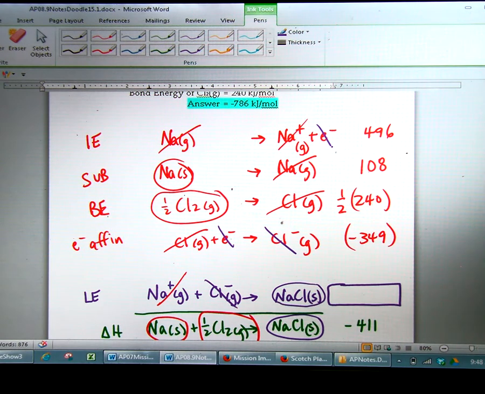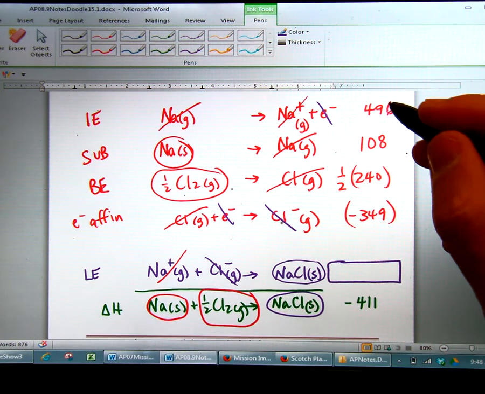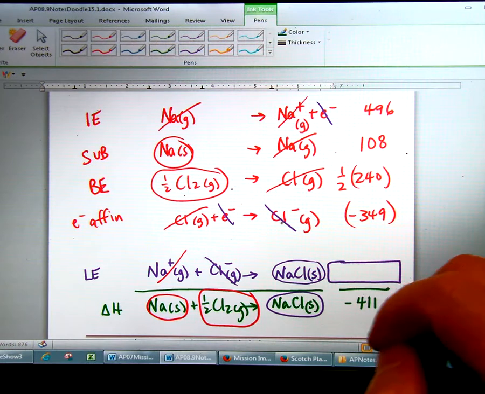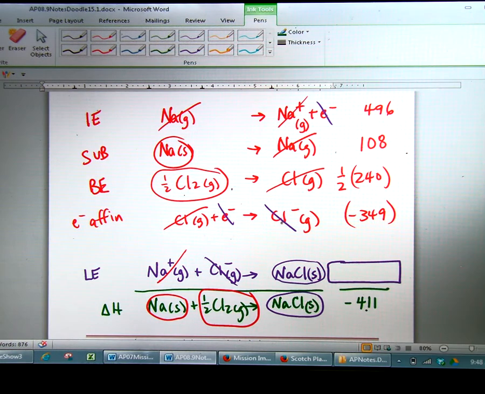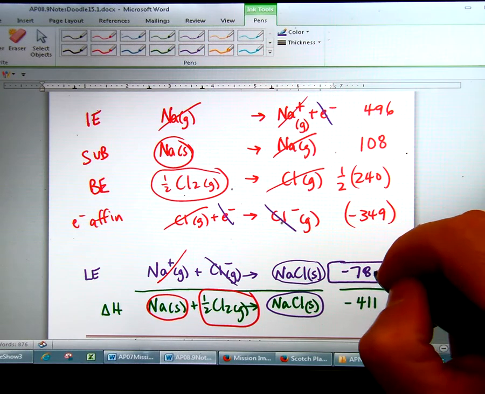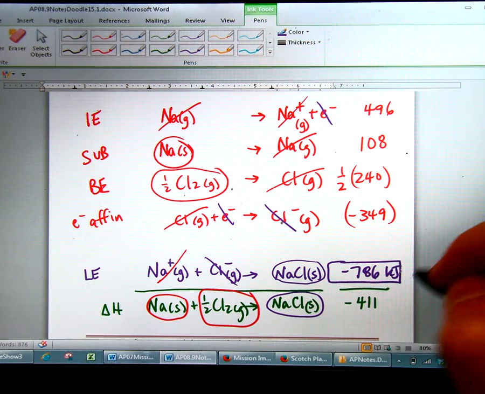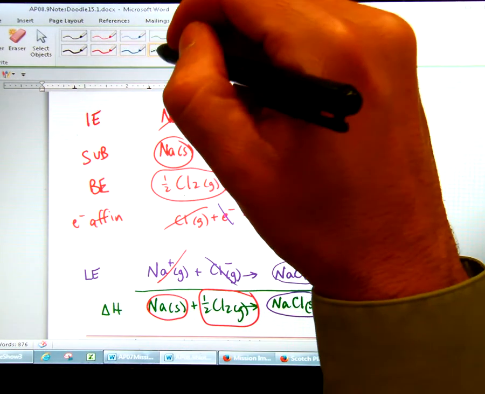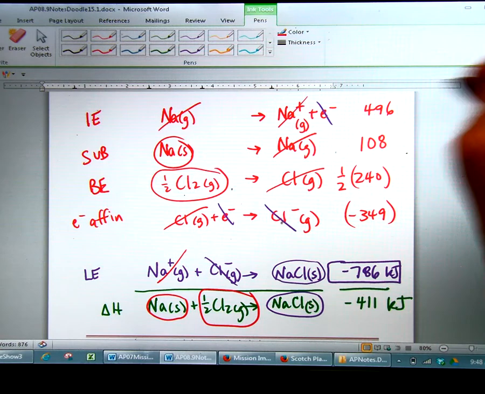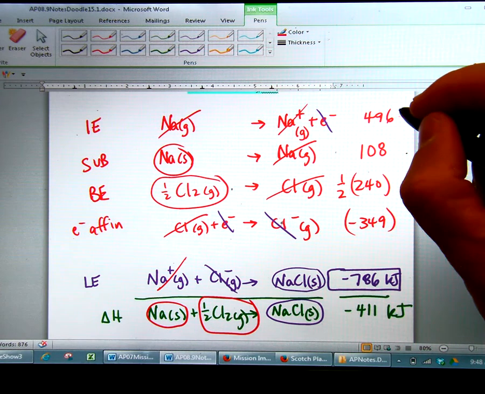And then what you do is you have to say all the stuff, which is the red, plus x is going to give you the green. And when you do the math for that, it's going to be negative 786 kilojoules, because all these are in kilojoules as it says in the top of the paper. So all these are going to add up to negative 786.